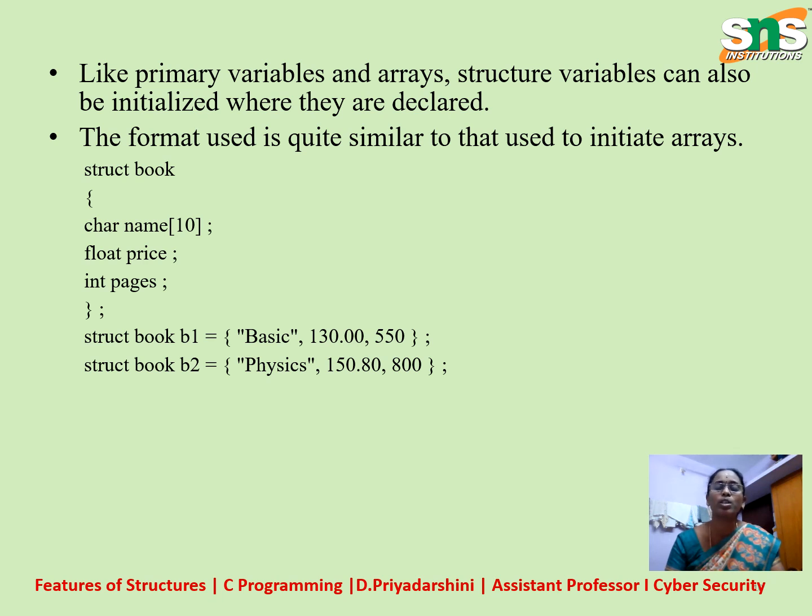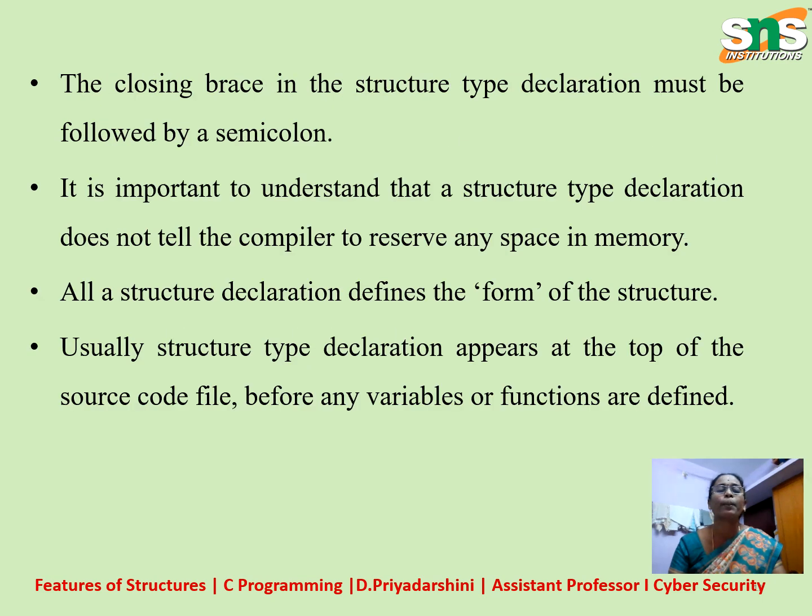In the declaration, we can also define the initial values for the variables, as with normal variables. The closing brace in the structure type declaration must be followed by a semicolon. It is very important, stating that the structure declaration is over. It tells the compiler not to reserve any space in memory. A structure declaration only defines the form of the structure.